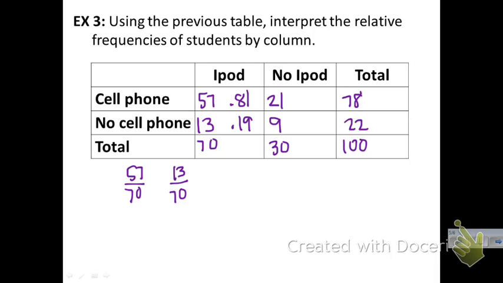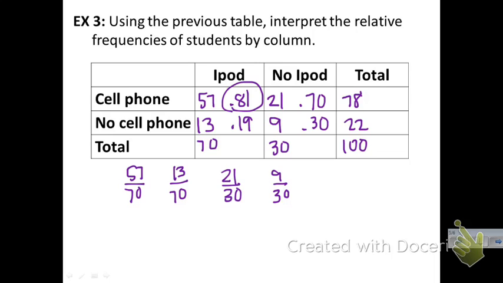We'll also do it for the no iPod cell phone. We take 21 divided by this total down here, and that gives us 70%, or 0.70. And then we obviously know that the other is going to be 30%. You could find it by taking 9 divided by 30. And then we're going to talk about these correlations. Right here, this is a very strong correlation because it's 81%.